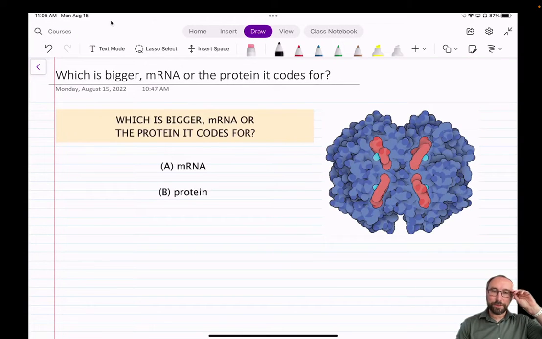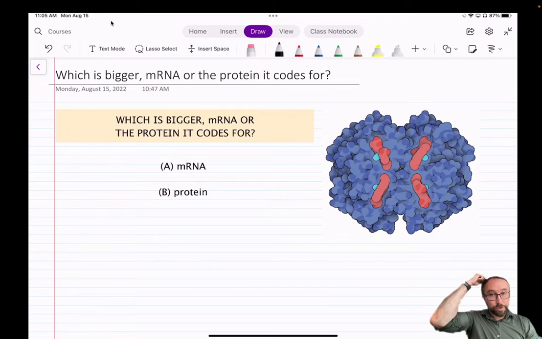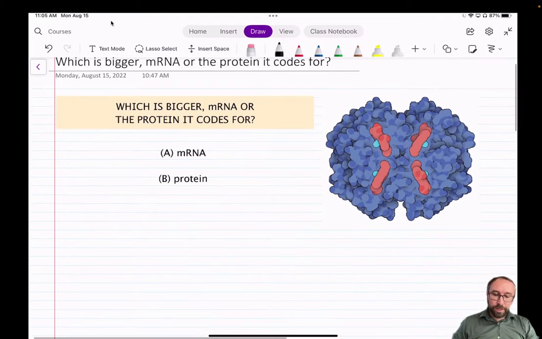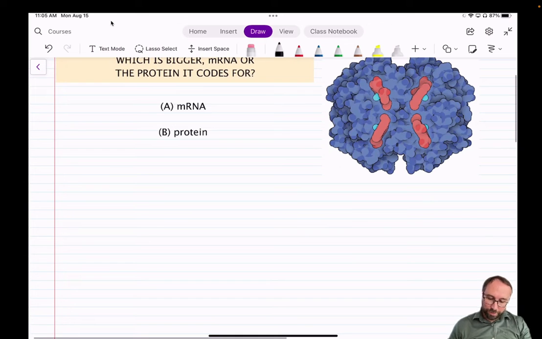Hello, everybody. We're going to get started with the physical biology exam, and we're going to start with a very simple question, which is which one is bigger, mRNA or the protein it codes for? But basically, which one is bigger, the drawing of the bridge you want to build or the bridge itself? And to do this estimate, we're going to focus on mass.